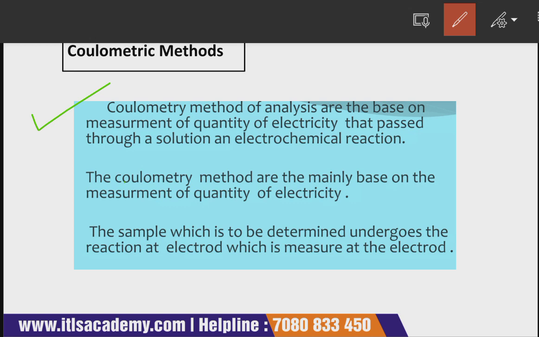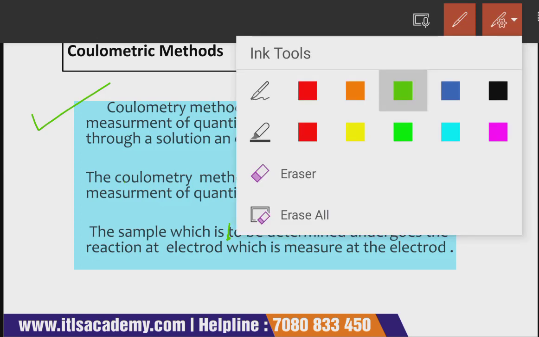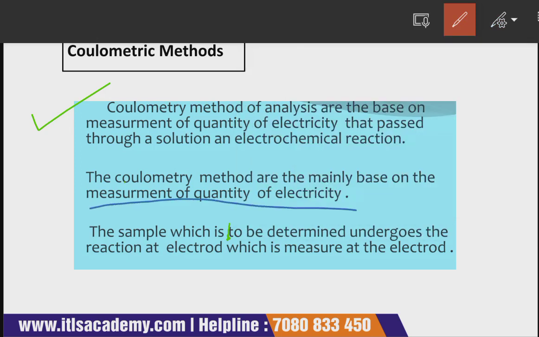The colorimetry methods are mainly based on the measurement of the quantity of electricity. The main thing behind colorimetry is the measurement of the quantity of electricity. So this is important.